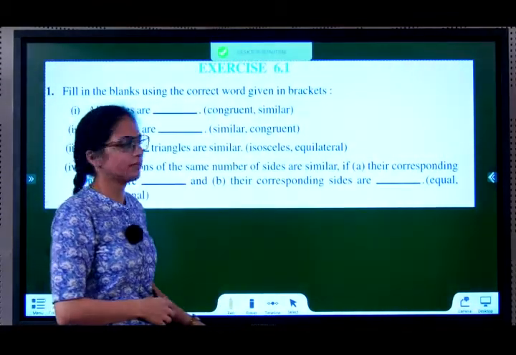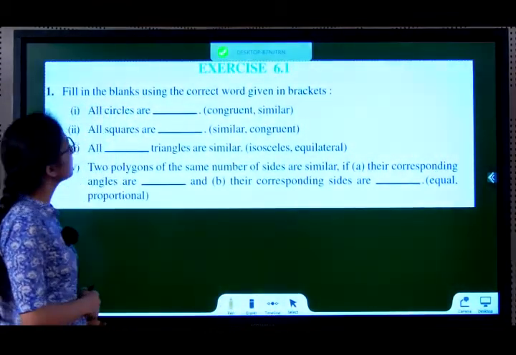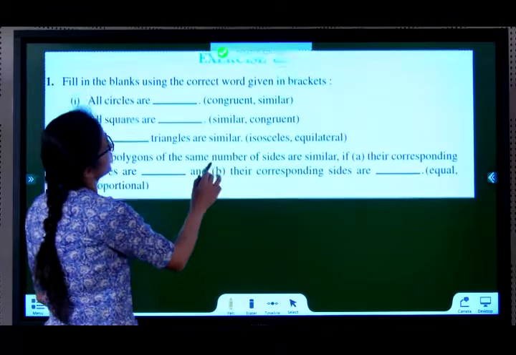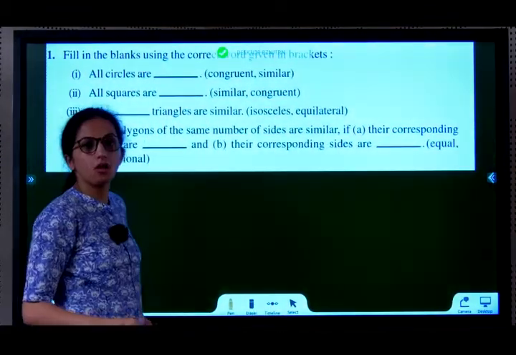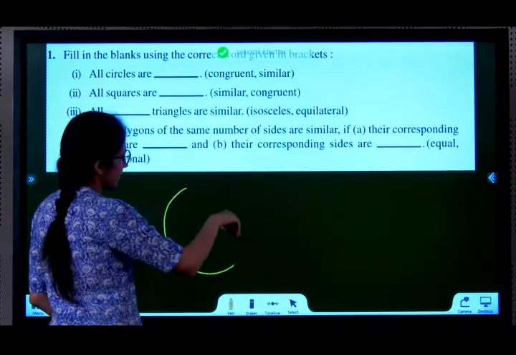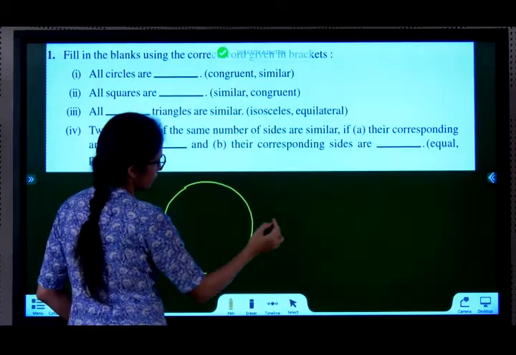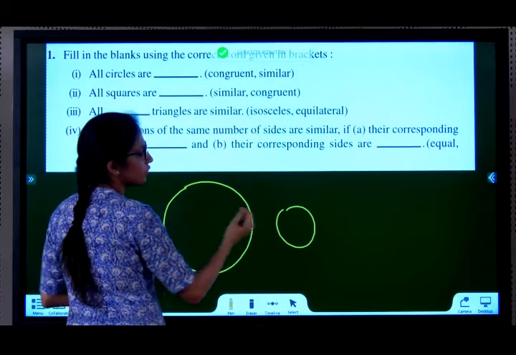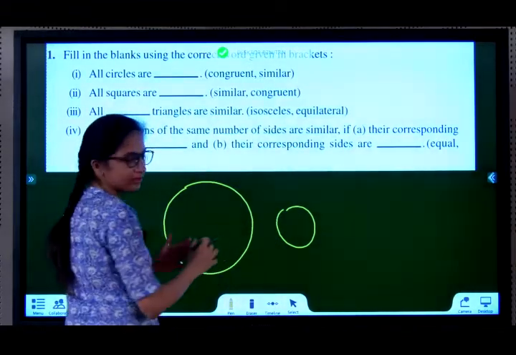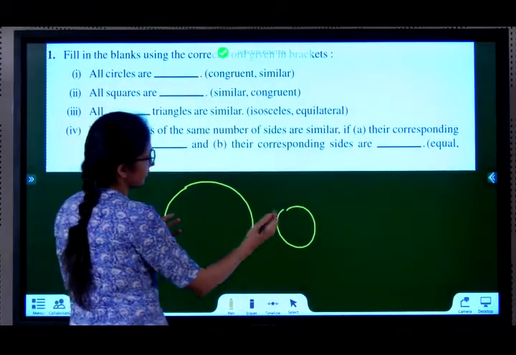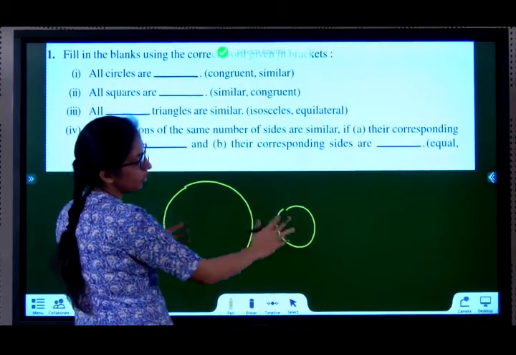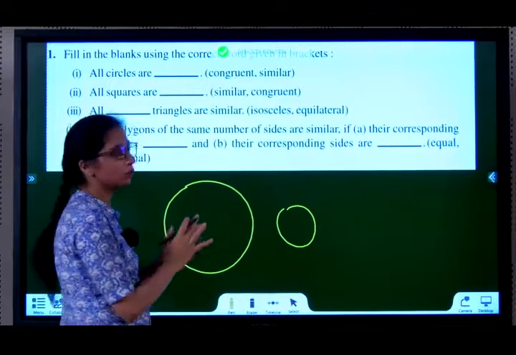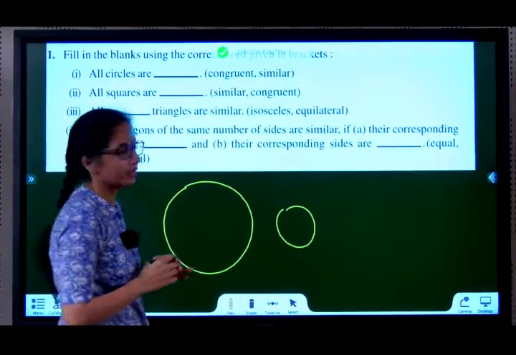Exercise 6.1, first question. Fill in the blanks using the correct word given in brackets. All circles are congruent or similar. If I have this circle here and I have one more circle here, this is the zoomed in version of this, it's enlarged. So, they are congruent or similar. Are they exactly same? No. So, first answer, similar.